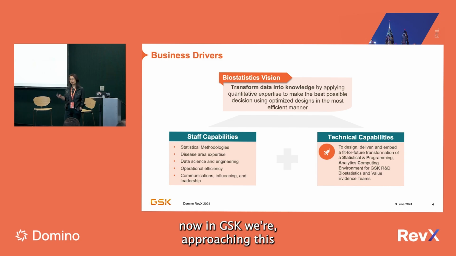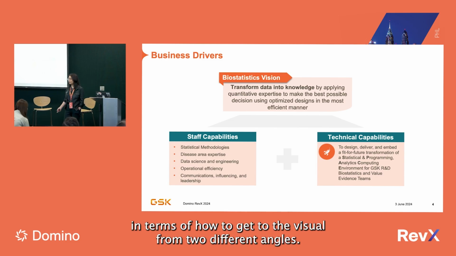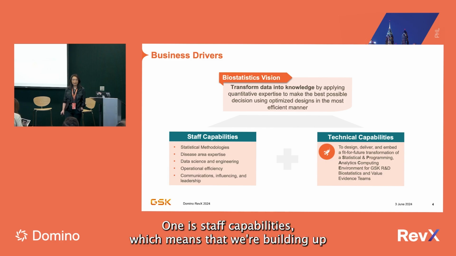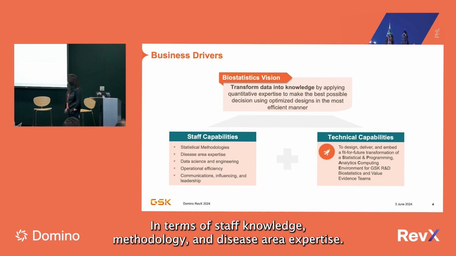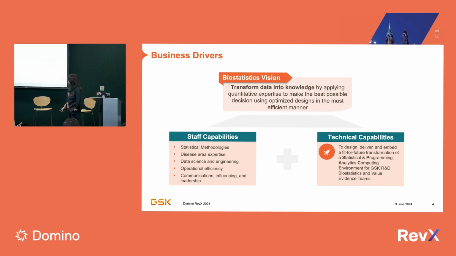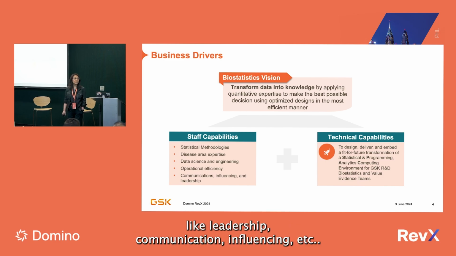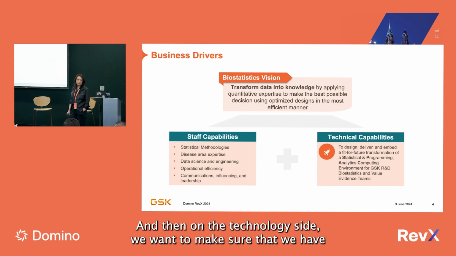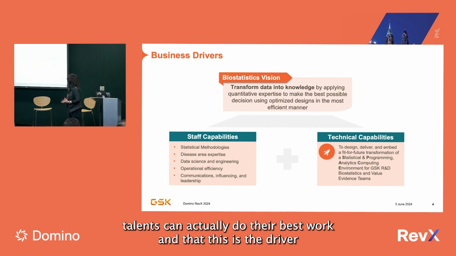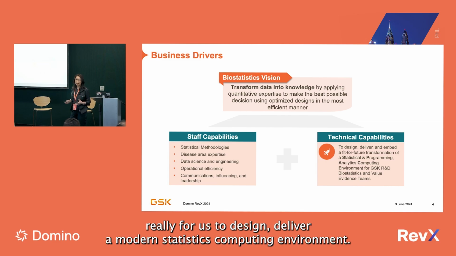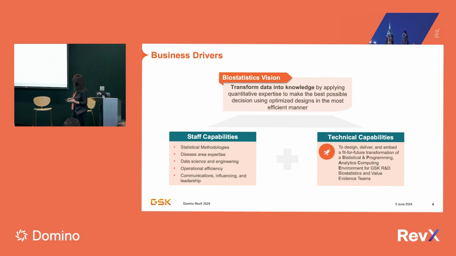Now, in GSK, we're approaching how to get to that vision from two different angles. One is capabilities, which means that we're building up skill sets within our organization in terms of stat knowledge, methodologies, disease area expertise, and also soft skills like leadership, communication, influencing, etc. And then on the technology side, we want to make sure that we have a modern, robust, flexible platform where these skilled talents can actually do their best work. And this is the driver really for us to design and deliver a modern statistical computing environment.